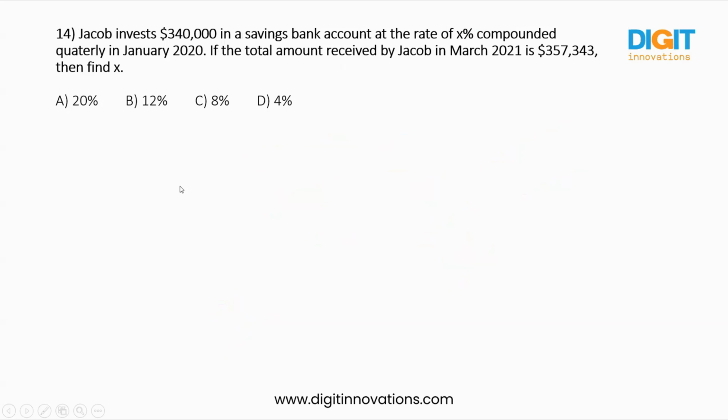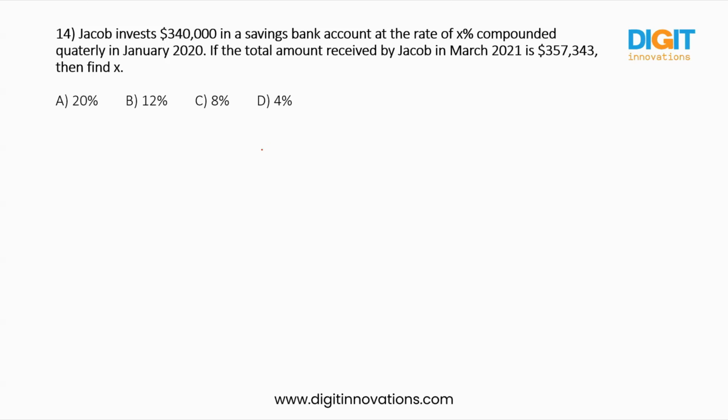So next one. Jacopo invests 3,40,000 in a savings bank account at the rate of X% compounded quarterly in January 2020. If the total amount received by Jacopo in March 2021 is 3,57,340, find X. So it is not for the year, it is for 1 year 2 months, right? So let us do it for the whole period.